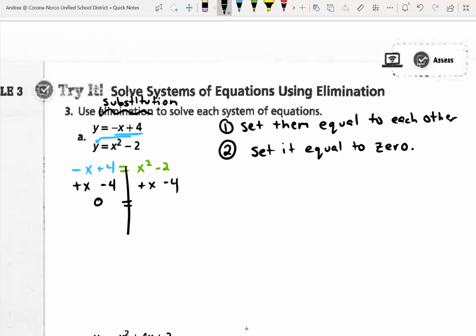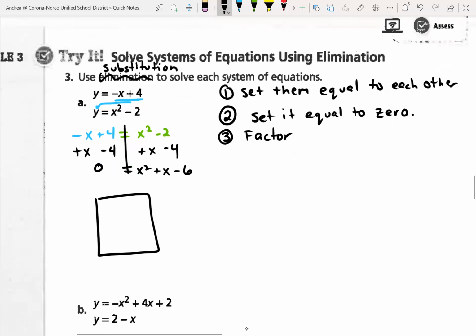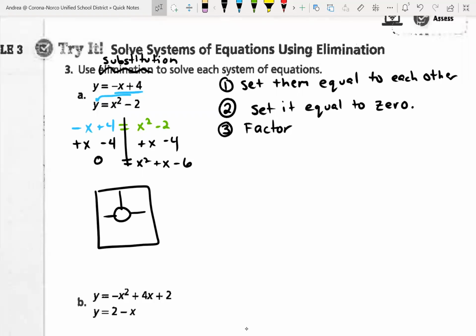Are x squared and x like terms? No, not the same. They are the same variable, but they don't have the same exponent, so they're not like terms. So you just get x squared plus an x. Are negative 2 and negative 4 like terms? Yeah, they're both numbers. Negative 2, negative 4 becomes negative 6. Any questions over that? Okay, once we have them equal to each other, now we're going to solve. So we have to factor. This gives me x squared, x, and negative 6.